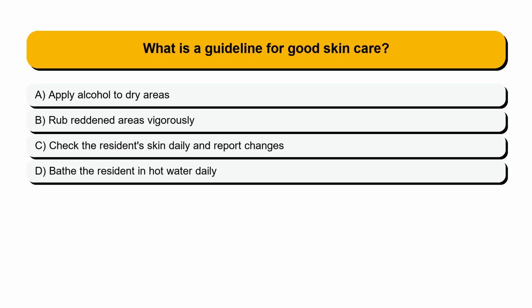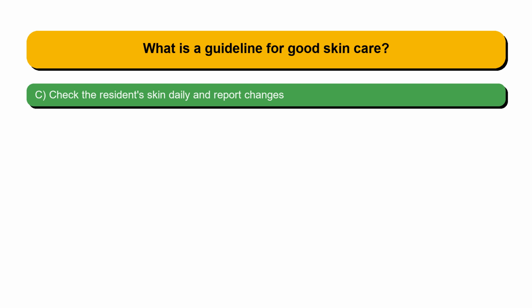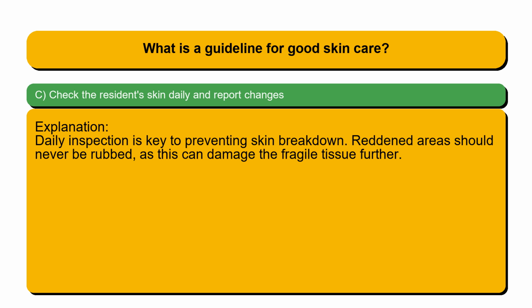Question 5. What is a guideline for good skin care? Option A. Apply alcohol to dry areas. Option B. Rub reddened areas vigorously. Option C. Check the resident's skin daily and report changes. Option D. Bathe the resident in hot water daily. The correct answer is option C. Check the resident's skin daily and report changes. Daily inspection is key to preventing skin breakdown. Reddened areas should never be rubbed, as this can damage the fragile tissue further.